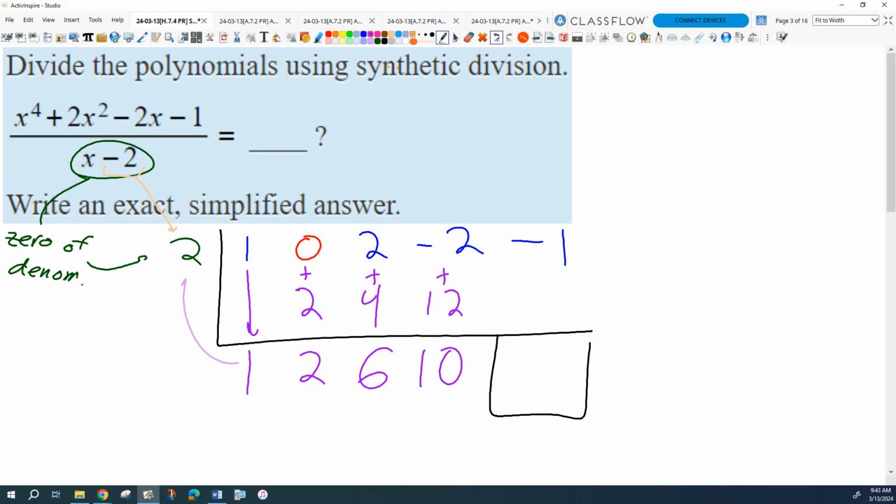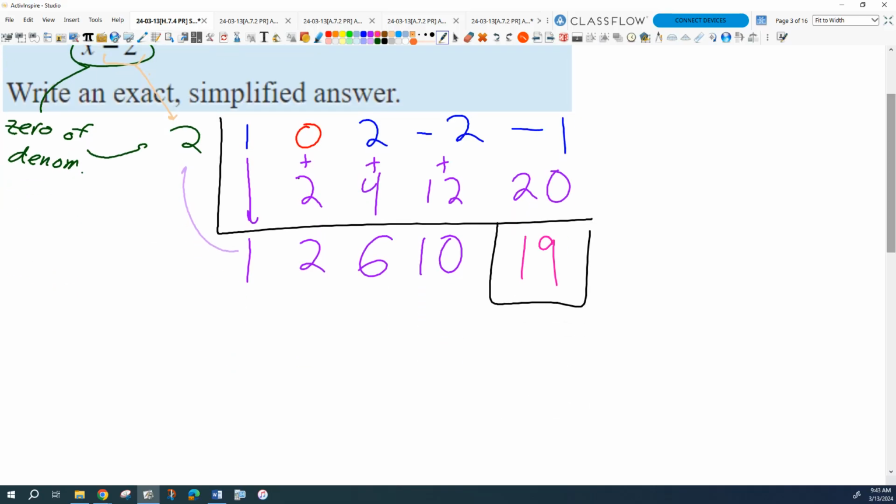Okay, so what do I get here? 20. And I add those up, and what do I get? 19. Okay. So what's the meaning of all that? That's my answer. Now, how do we interpret that? Okay, well, this is the remainder box. So my remainder is 19, okay?